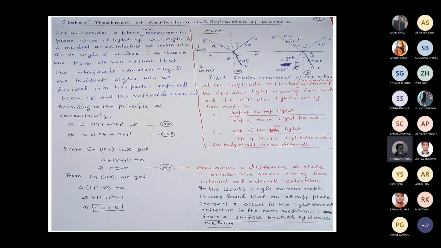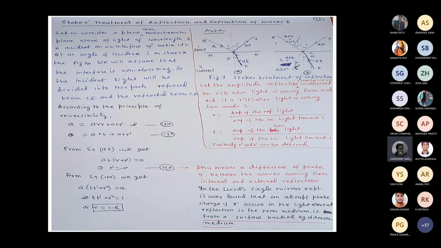So what will be the amplitude of the light which is refracted due to this? The incident amplitude is AT. So what will be the amplitude of the transmitted light along CB? Anyone, please? The amplitude of the incident light is AT. Yes, ATT dash, very good. It will be ATT dash.